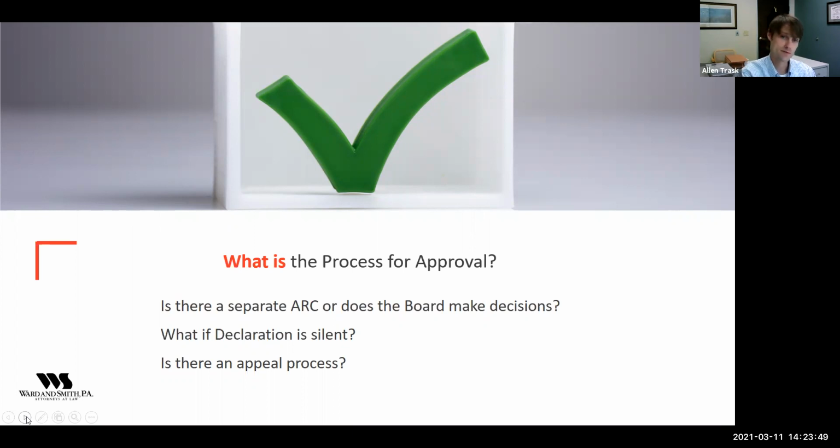I do see it from time to time in the architectural review guidelines. I prefer it to be in the declaration itself, as usual. But an appeal really should be to a body that didn't make the original decision, that has the authority to reverse that original decision, amend it, affirm it, that sort of thing.